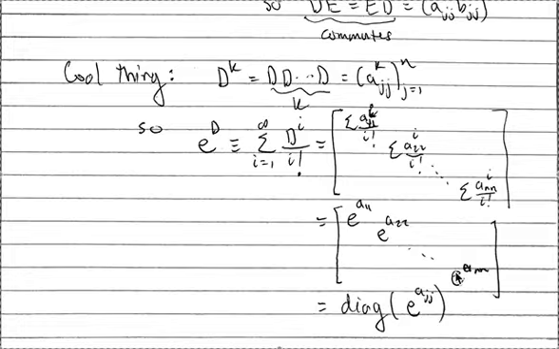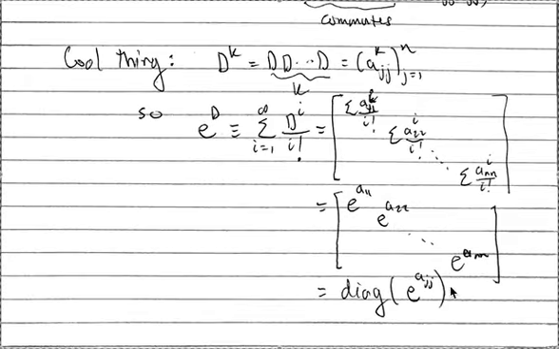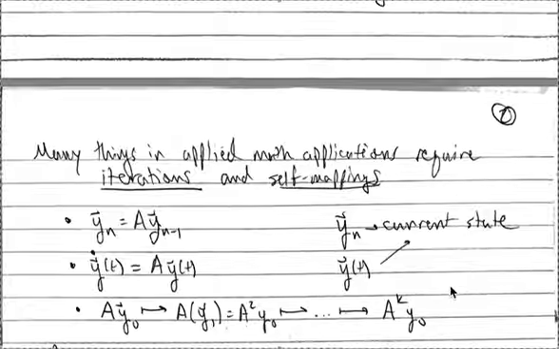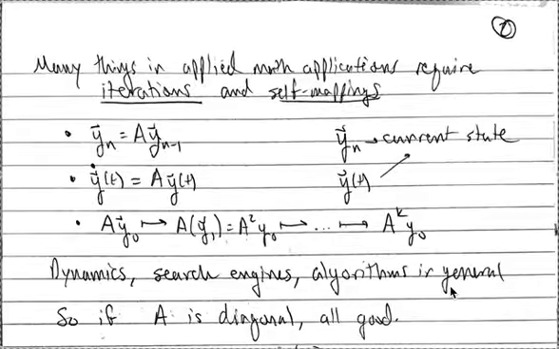Computing the matrix exponential for matrices which are not diagonal will not simply result in a diagonal matrix of exponentials. So this is the result that we're going to use later on. Okay, cool. So that was just a reminder about why diagonal matrices are useful or are friendly.